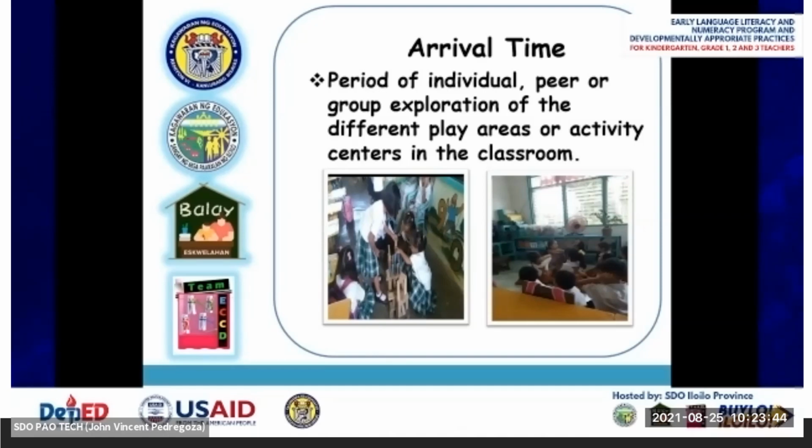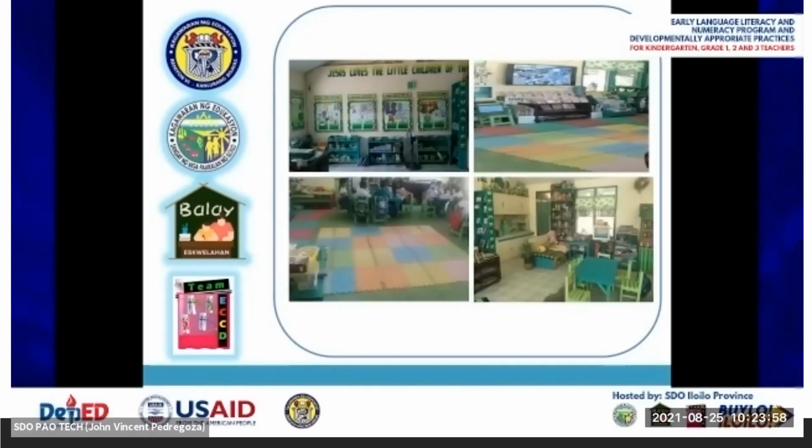First is the arrival time, a period of individual, peer, or group exploration of the different play areas or activity centers in the classroom. Different areas in the classroom are the circle area, play area, audio-visual area, reading area, dramatic area, and storytelling area.